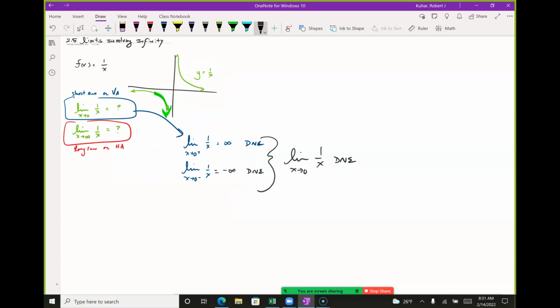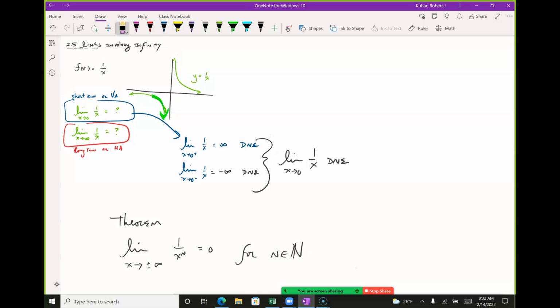So we have a theorem for that horizontal asymptote, and it's provable by epsilon delta. The limit as x goes to plus or minus infinity of 1 over x to the n is 0 for n in the natural numbers, right? 1, 2, 3, 4, any positive integer. Yeah, that's good enough.